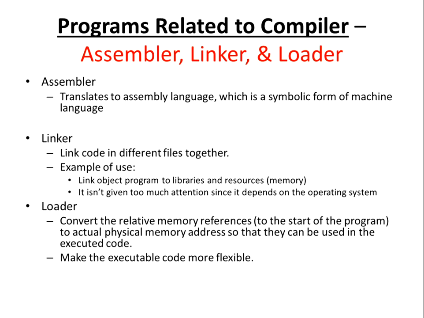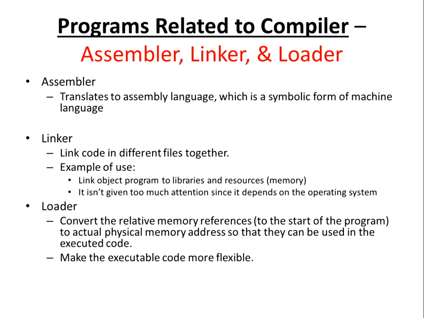So if you are using an assembler and a compiler, then your compiler will translate your code into assembly language, and then the assembler will convert the assembly language code to machine language. A linker links code in different files together, so it's possible for your project to have multiple files. Linkers will link your code together and link your code to any predefined library that you are using. An example of use: link object programs to libraries and resources in memory. It isn't given too much attention since it depends on the operating system.